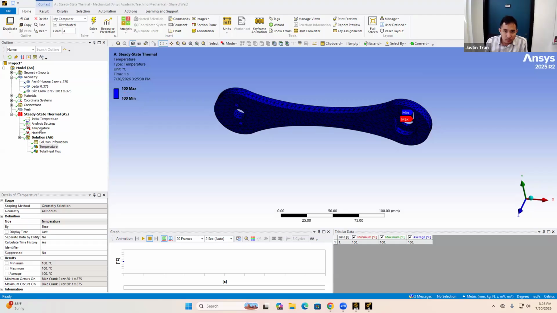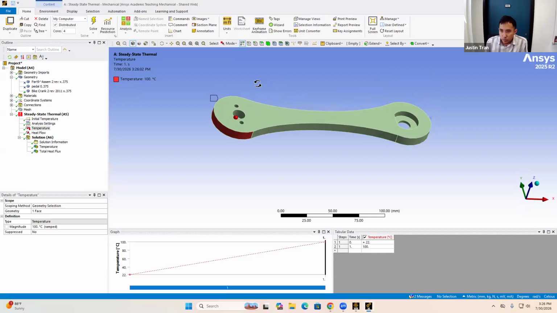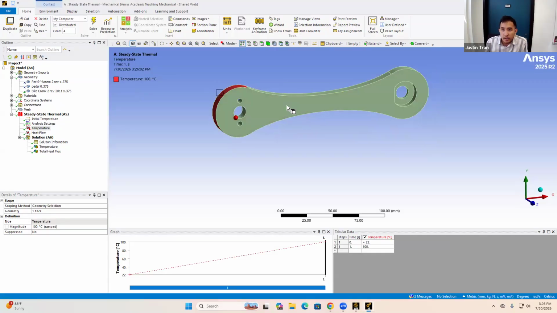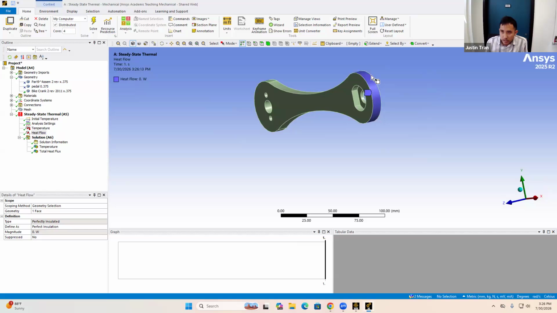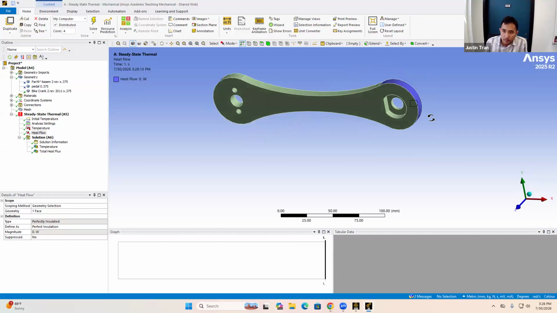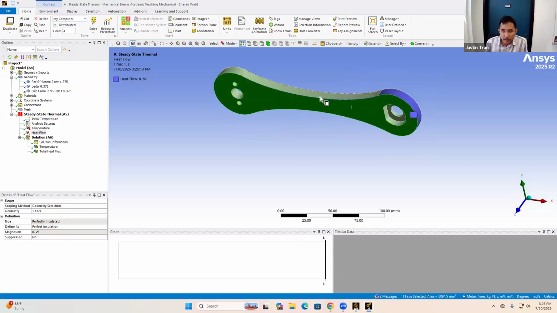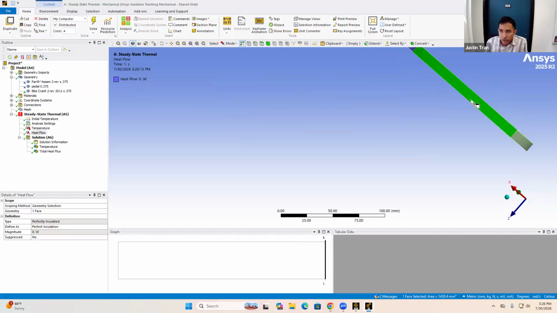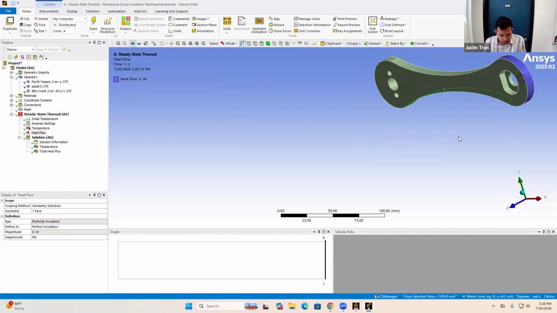Well, let's look at our boundary conditions again. We set that this region of the geometry has to have 100 degrees Celsius, so we know for sure that this region right here is 100 degrees Celsius. What we also said was that this region right here is perfectly insulated, so no heat can leave this geometry from this region. But what about everything else? We haven't specified boundary conditions on any other region of our geometry here.